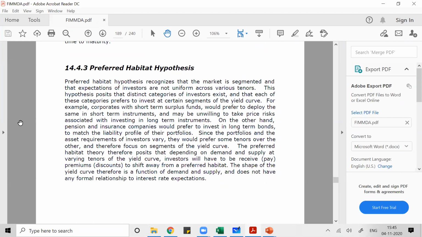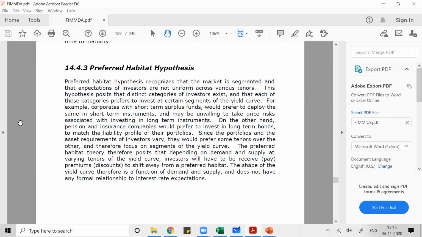For example, a corporate with short-term surplus funds will prefer to deploy them in short-term instruments and may be unwilling to take the price risk associated with investing in long-term instruments. On the other hand, pension and insurance companies would prefer to invest in long-term bonds to match the liability profile of their portfolios. Since the portfolios and the asset requirements of investors vary, they would prefer some tenures over others, and therefore they focus on a segment of the yield curve.